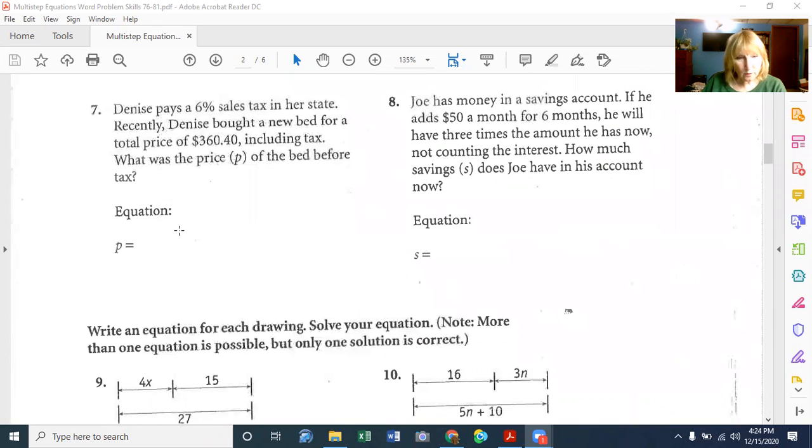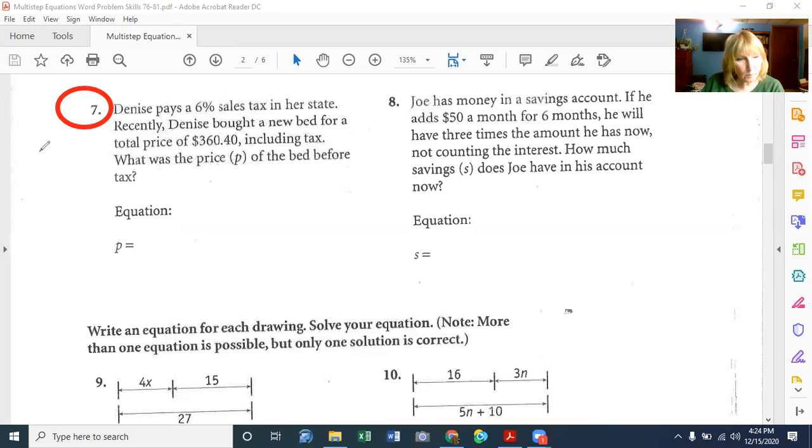Okay, number 7 is a good one to do. So let's do number 7. Denise pays a 6% sales tax in her state. Recently, Denise bought a new bed for a total price of $360.40, including the tax. What was the price of the bed before the tax? And we're saying P is the price of the bed. So that's before the tax.